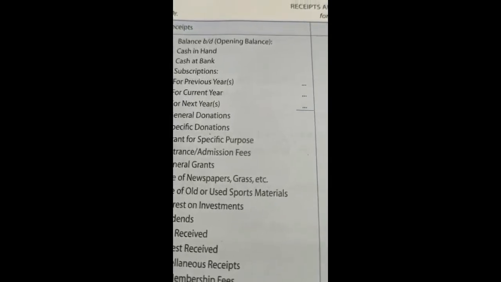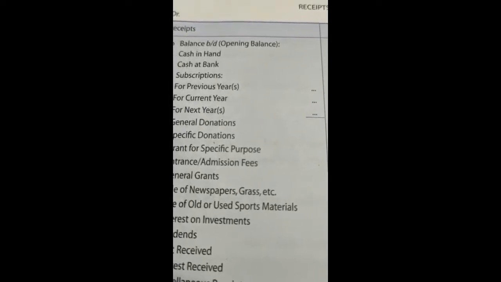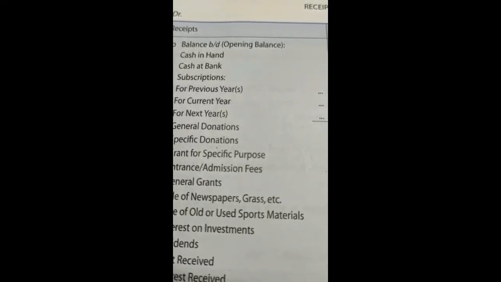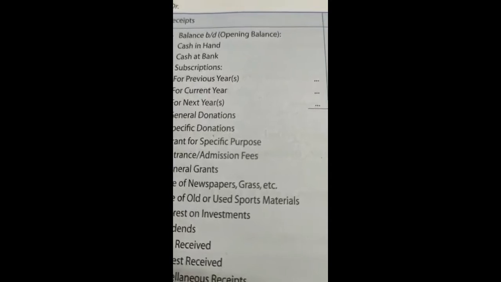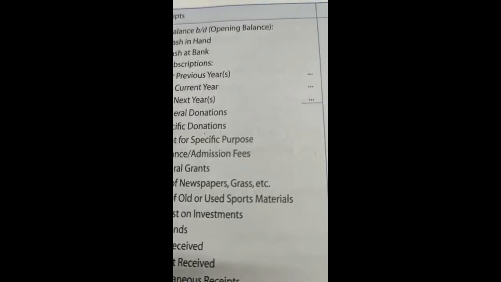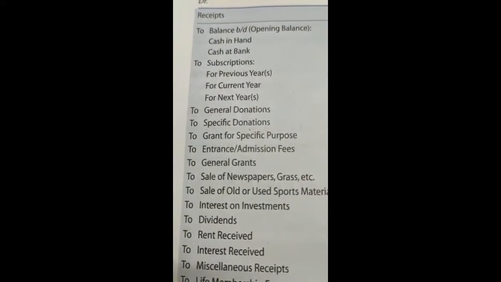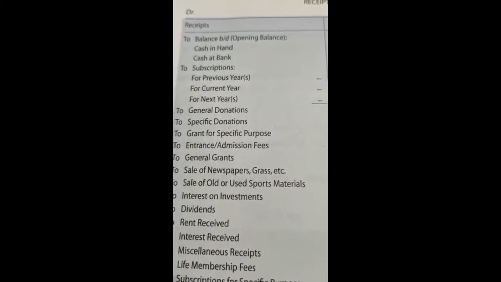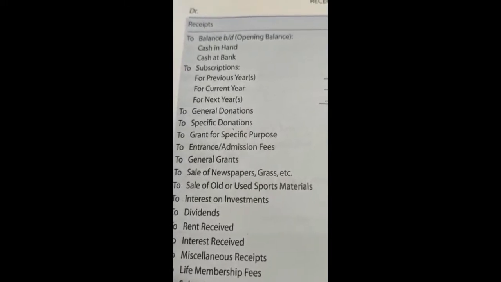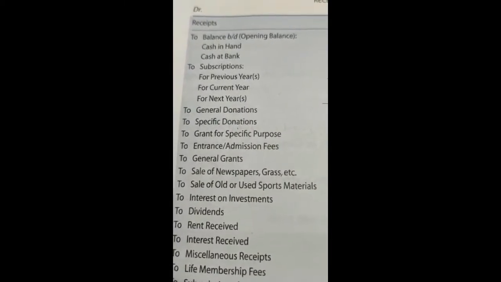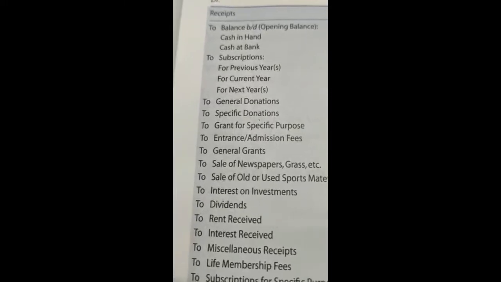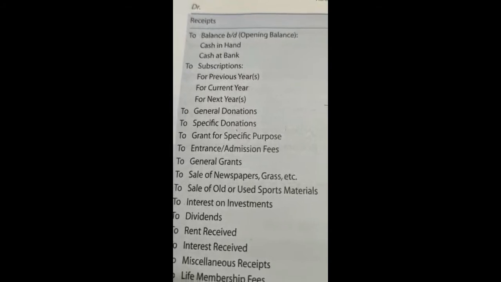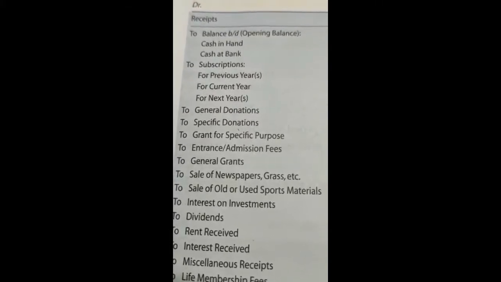So understand, this is a very important concept. When you receive subscription from your members, for previous year, for current year and for next year, first focus on the current year. For the current year means what? The year for which we are preparing the receipt and payment, income and expenditure account and balance sheet, that is our current year. Say for example our current year is 2019-20. So subscription you will receive for the current year, that is for the year 2019-20.